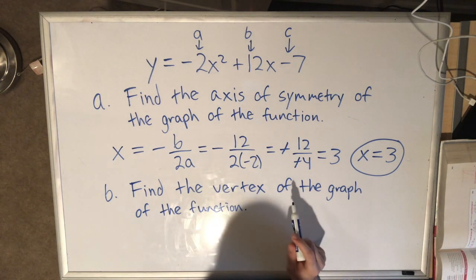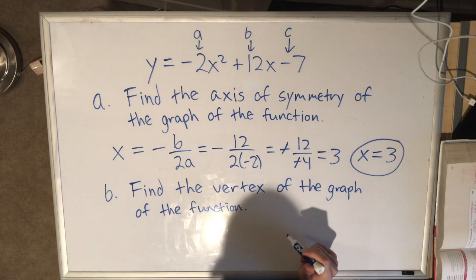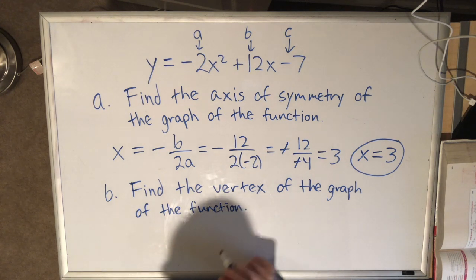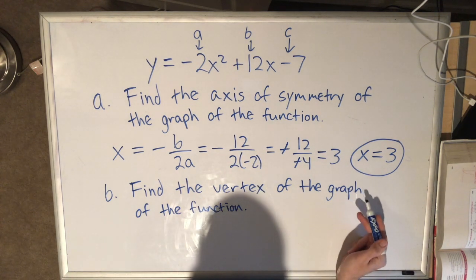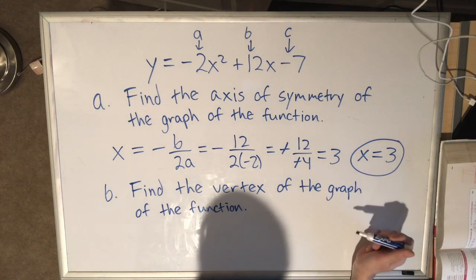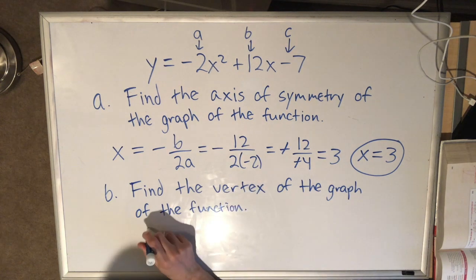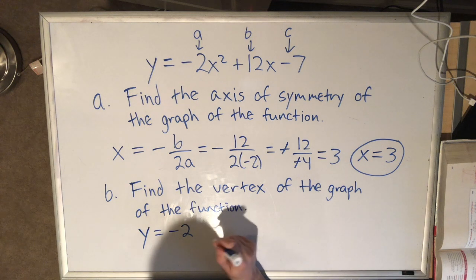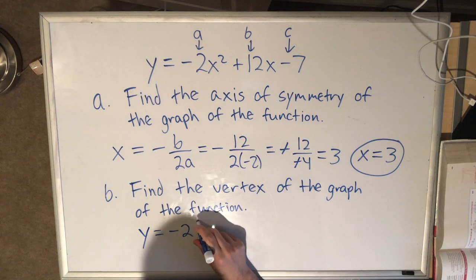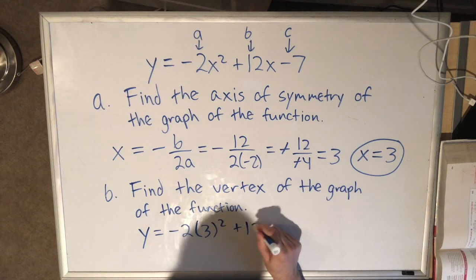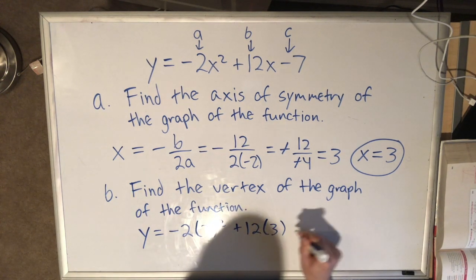Okay, so therefore there's a maximum point in the parabola, a highest point, and to find that vertex, we substitute in 3 for x in the function y equals negative 2x squared plus 12x minus 7. So substituting 3 in for x, that's going to be negative 2 times 3 squared plus 12 times 3 minus 7.